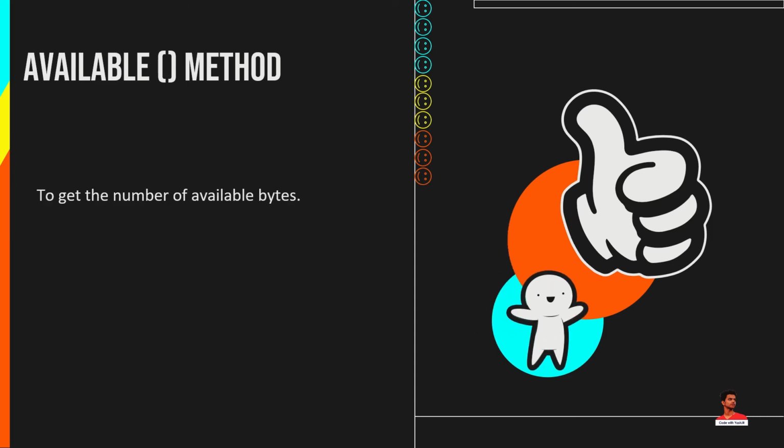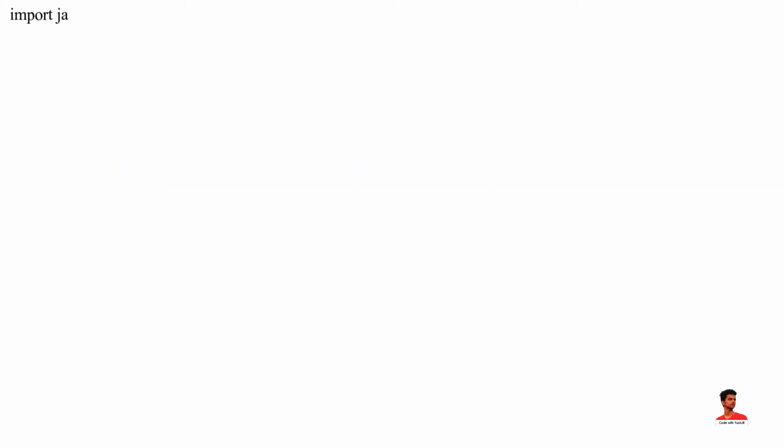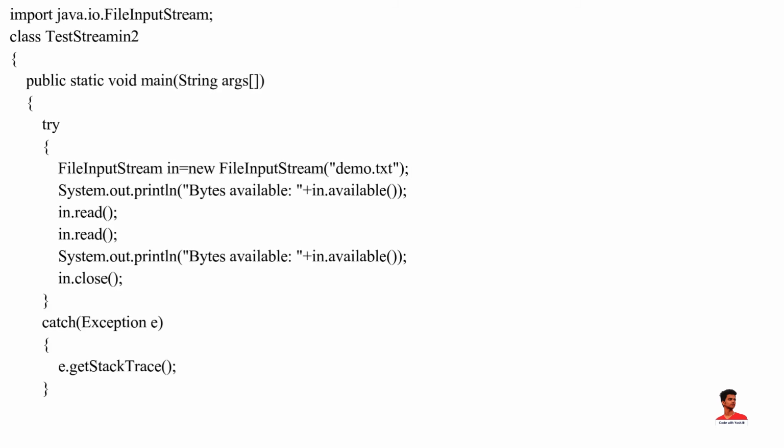To get the number of available bytes, we can use available method. In this example, we first use the available method to check the number of available bytes in the file input stream. We then have used the read method 2 times to read 2 bytes from the file input stream. Now, after reading the bytes, we again have checked the available bytes. This time the available bytes decreased by 2.